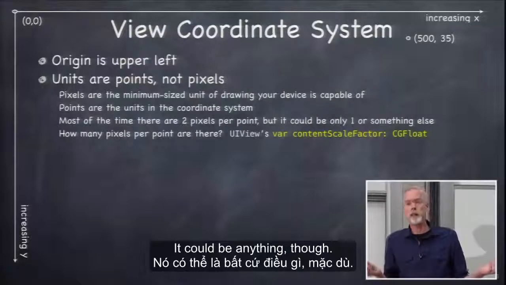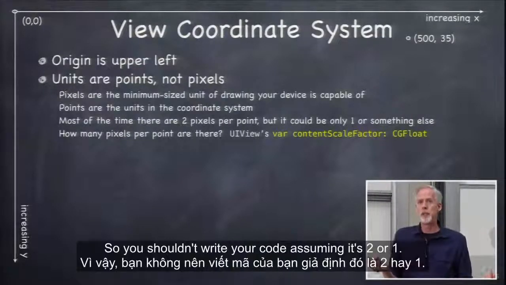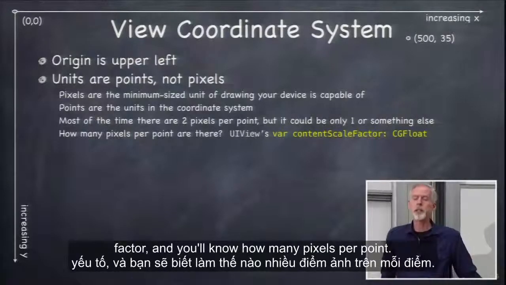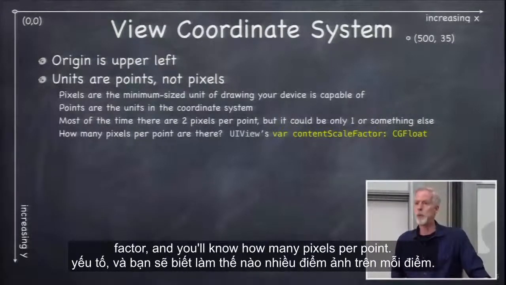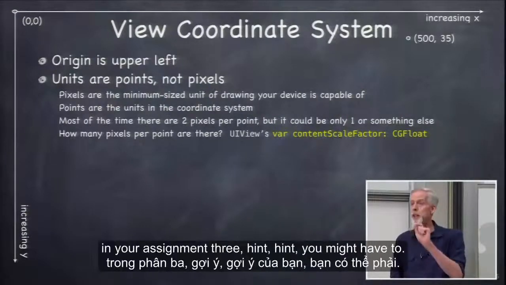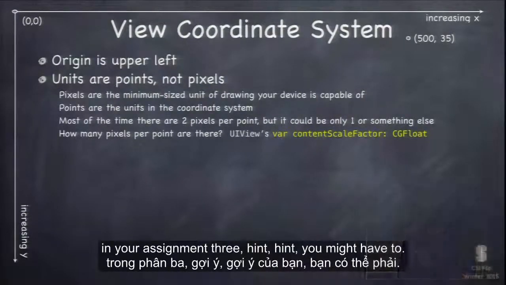It could be anything though, okay? So you shouldn't write your code assuming it's 2 or 1. You should just write your code, get the content scale factor, and you'll know how many pixels per point. Okay? 99% of the time you don't have to worry about this, but in your assignment 3, hint, hint, you might have to. Okay?